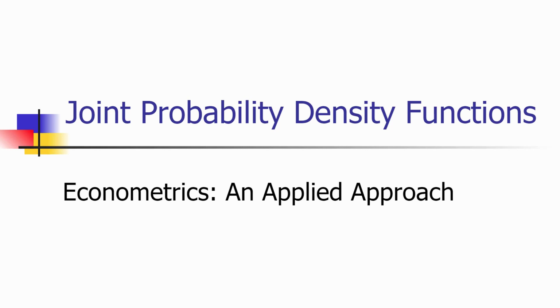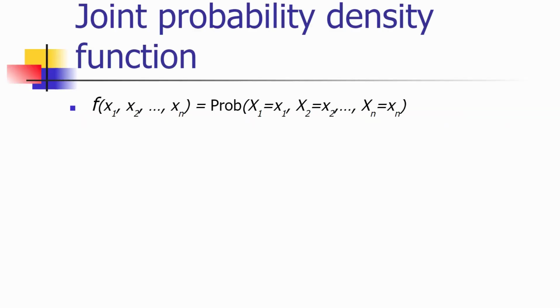In past videos, we discussed probability density functions for a single variable. But in econometrics, we're interested in the relationships that exist among variables. To analyze those, we need to talk about joint probability density functions. A joint probability density function tells us the probability that a given set of variables will take on specific values.